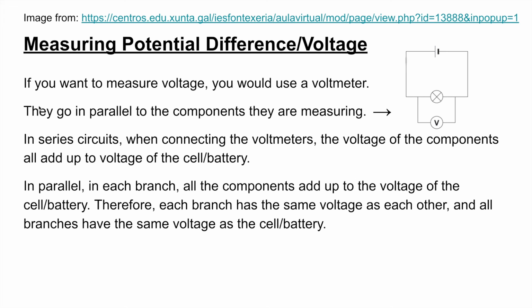Lastly, measuring potential difference. If you want to measure voltage, you would use a voltmeter. They go in parallel to the components they are measuring.